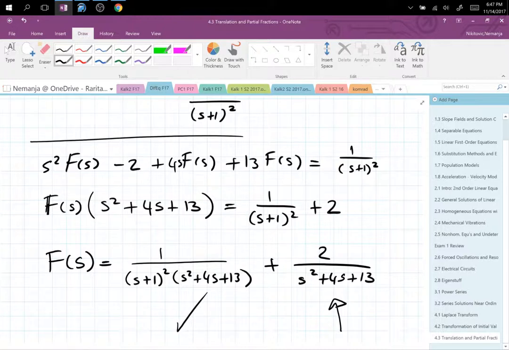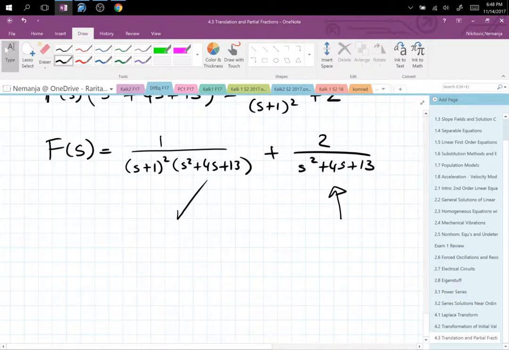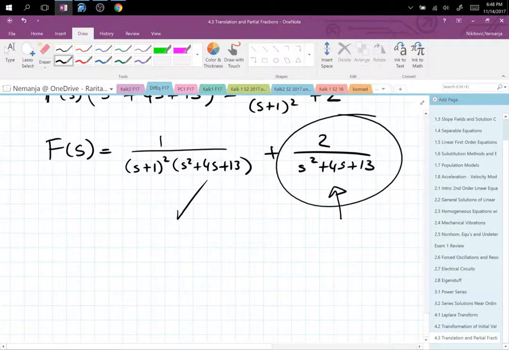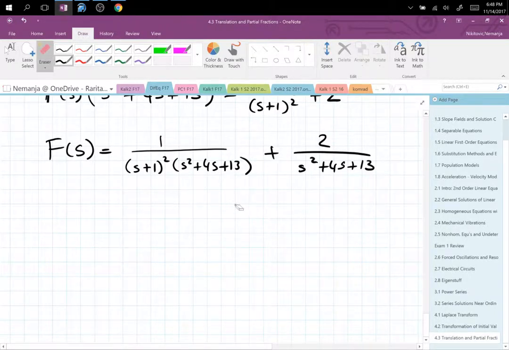What do we do for the right one? Evan, what do we do for the right one? Partial fraction? Now how are you going to use partial fraction on the second one? The only factor that is itself is 1. We only have one thing here. There's only one factor. You can't use partial fraction there.